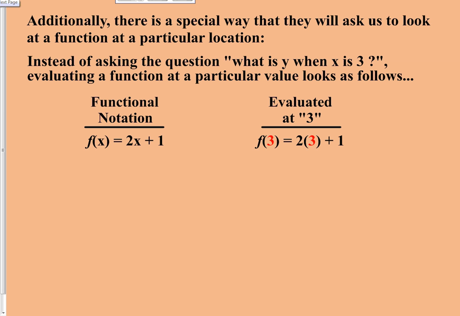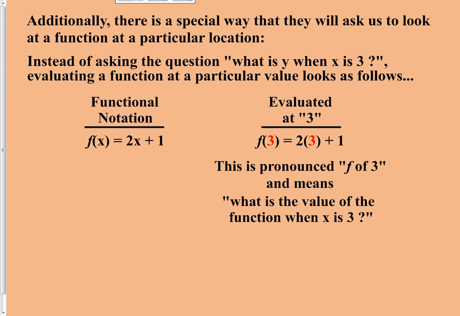And of course, what you can see there is that when you replace those x's with 3's, now the entire right side of the problem becomes numerical and it can be simplified. So this is pronounced f of 3, and it means what is the value of the function when x is 3. And in this case, f of 3 is 7: 2 times 3 plus 1.